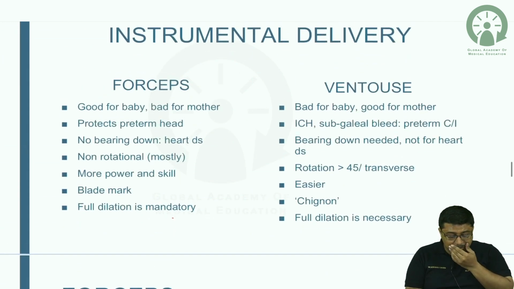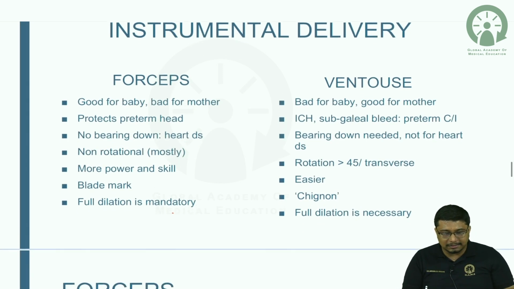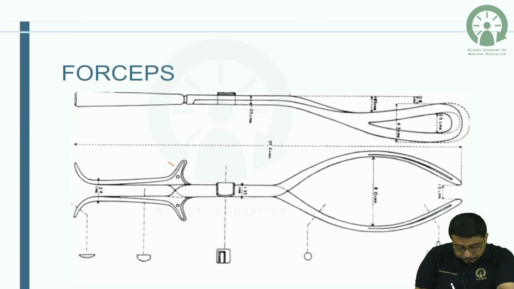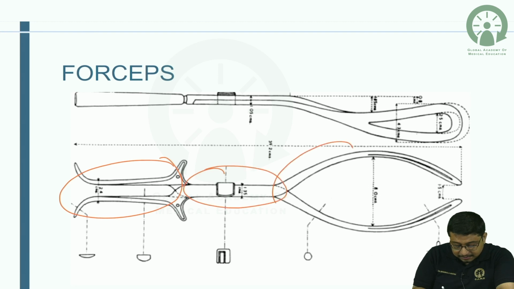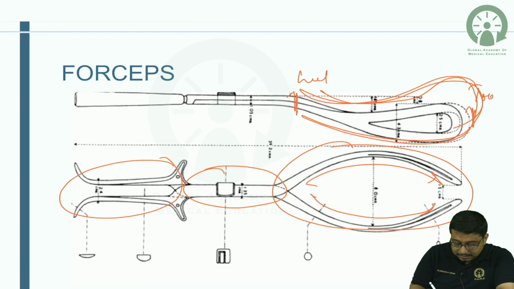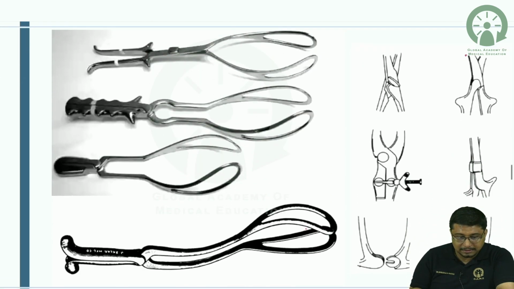Okay. So instrumental delivery, we have a detailed video on this, so I would rather skip. So just remember the parts of the forceps. This is the handle, this is the shank, this is the blade. This part of the blade is known as the toe, and this part is known as the heel. This curvature is the maternal curvature, whereas this curvature is the fetal curvature, right? And this is the lock.